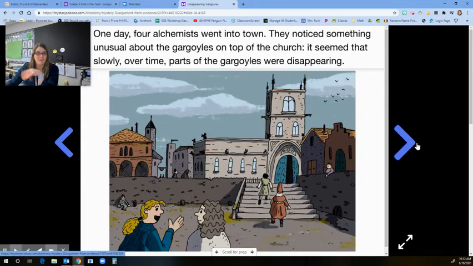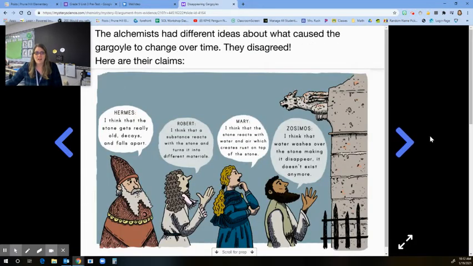One day, 4 alchemists went into town. They noticed something unusual about the gargoyles on top of the church. It seemed that slowly over time, parts of the gargoyles were disappearing. Oh, interesting. The alchemists had different ideas about what caused the gargoyles to change over time. They, of course, disagreed. Here are their claims.